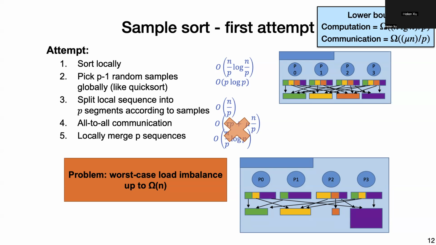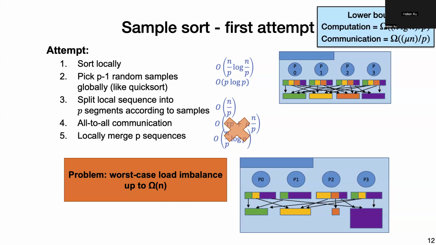The first step is always that you sort locally. So you have to pay this always, n over p times log n over p. And then we're going to pick p minus 1 random samples globally. And that is going to take p log p because you're going to do them in a tree. Why isn't it just p?